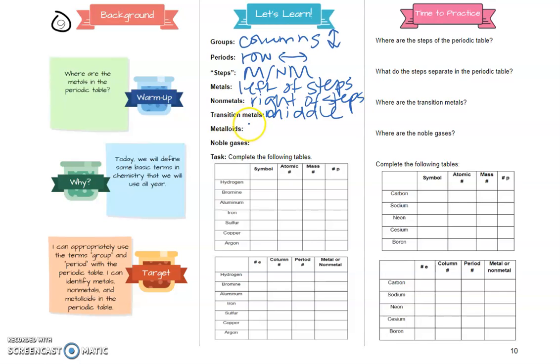The metalloids we marked in green, so along the steps. And there are 1, 2, 3, 4, 5, 6, 7 of them. You should have them marked on your periodic table.